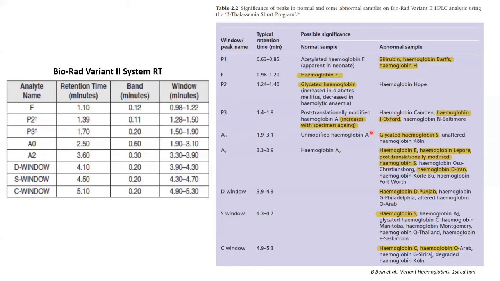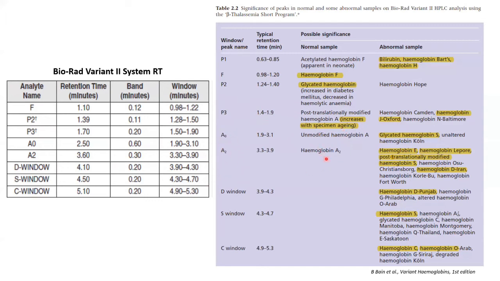So it is prudent to repeat the HPLC with a fresh sample in that particular case. An important hemoglobin which elutes out in the P3 window is hemoglobin J, Hemoglobin J Meerut in the context of India. So adult hemoglobin, you have this. Then you have the A2.